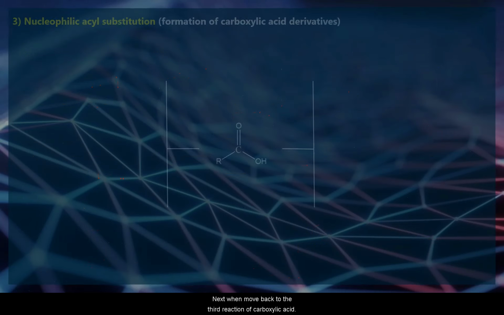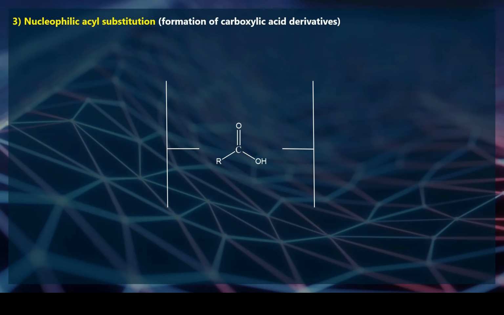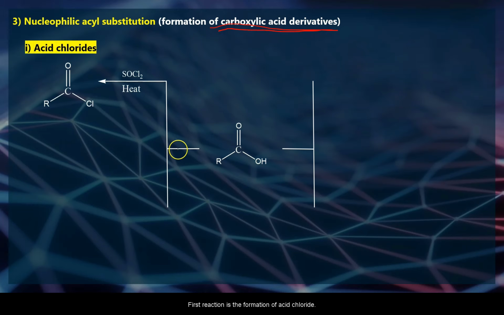Next, we move back to the third reaction of carboxylic acid. As I said before, the nucleophilic acyl substitution reaction is the reaction that produces the carboxylic acid derivatives. First reaction is the formation of acid chloride. In this reaction, acid chloride is formed when carboxylic acid is treated with thionyl chloride in the presence of heat. Hydroxyl group leaves as leaving group and chloride ion will substitute the hydroxyl group and attach to C double bond O.